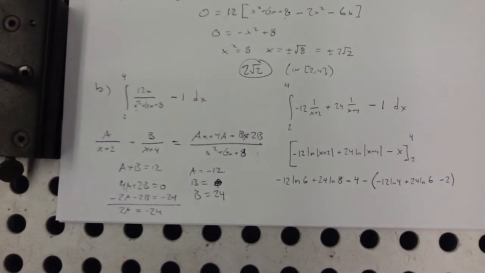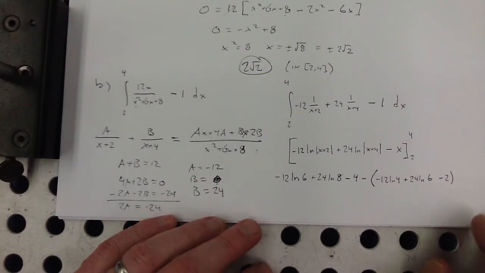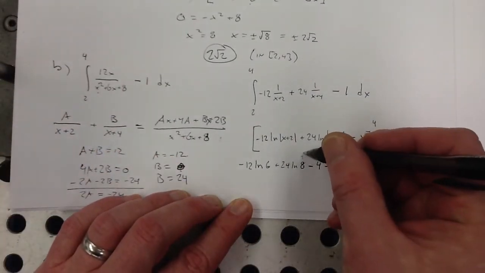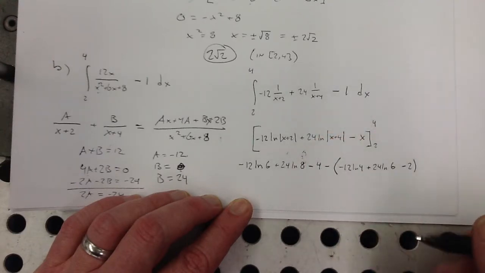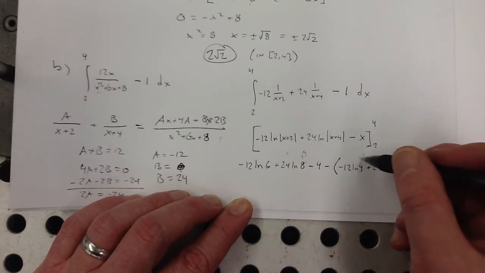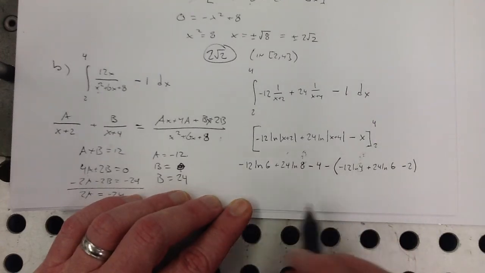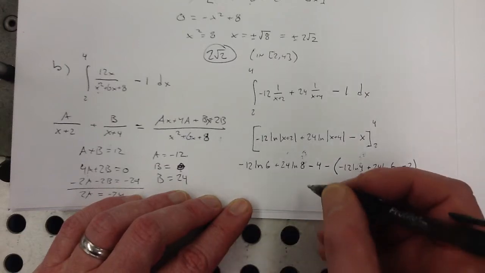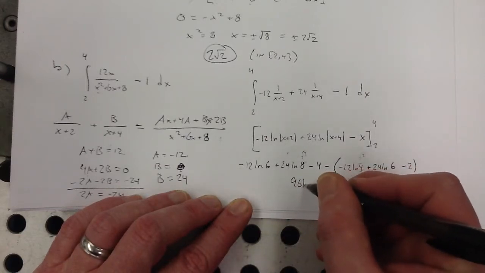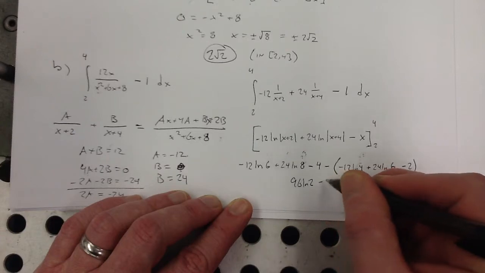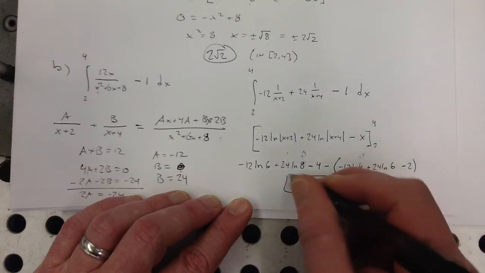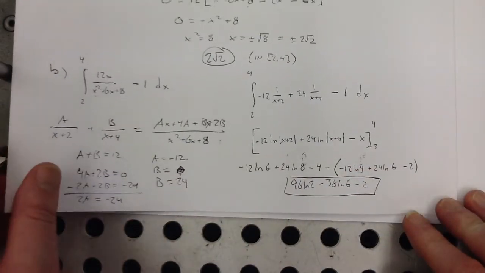And if you do a little simplifying, I'll leave this to you to try to simplify it. If you got this far, that's super. You can get that to simplify by making this 2 to the 3rd power and bringing the 3 to the outside, making this 2 squared and bringing the 2 to the outside. Then all the terms are either natural log 6 or natural log 2, and you can combine stuff and get 96 natural log 2 minus 36 natural log 6 minus 2. You can get it to simplify to that.